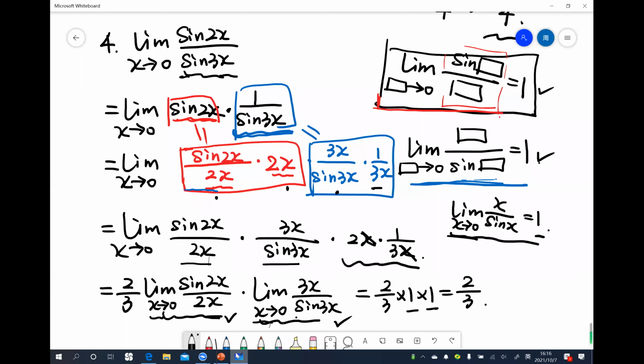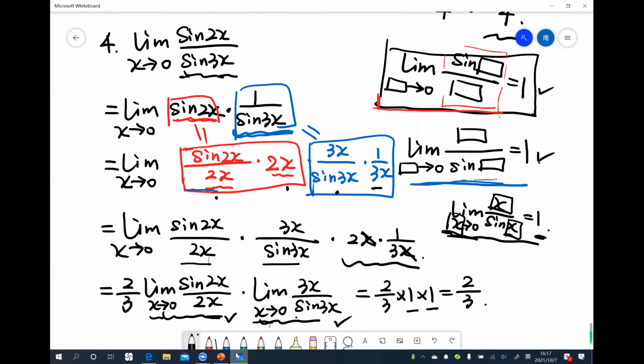Here also we can see it as a more general formula. As long as these three parts are the same, we always have the limit that is 1. So here can be 3x, here should be 3x, and here should be 3x, right?